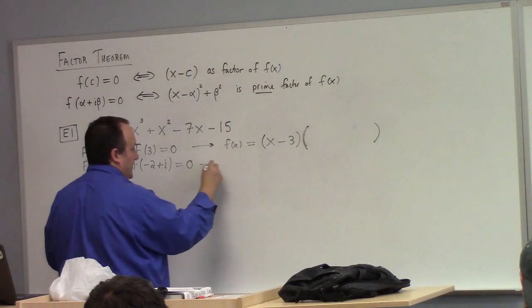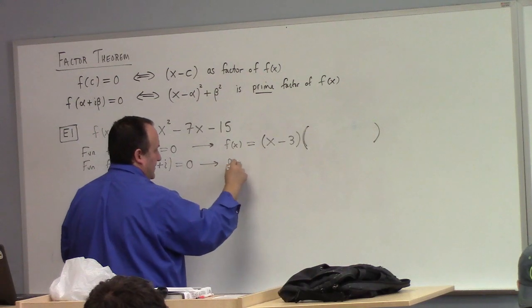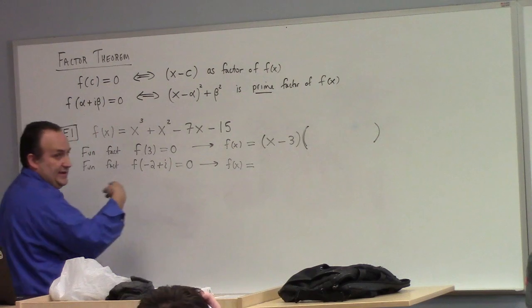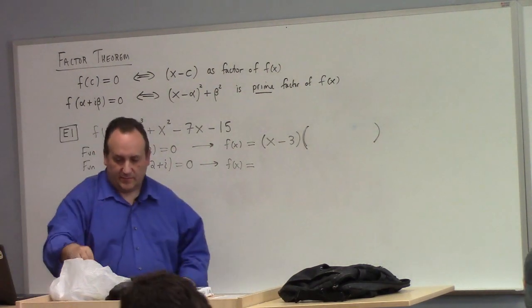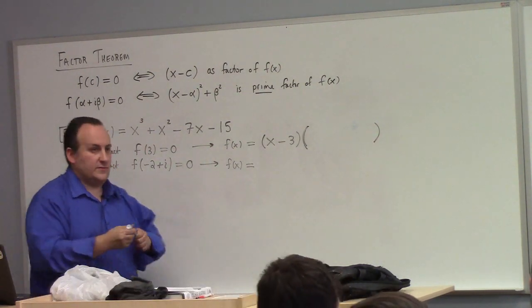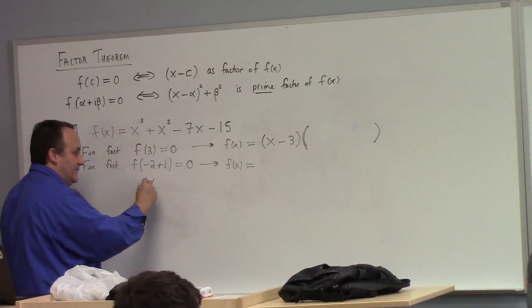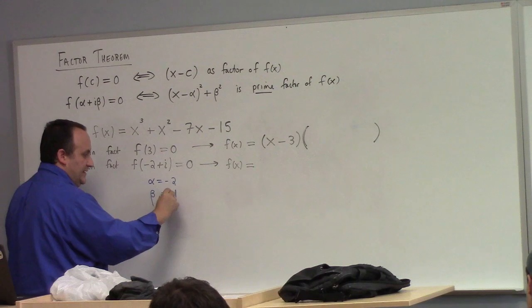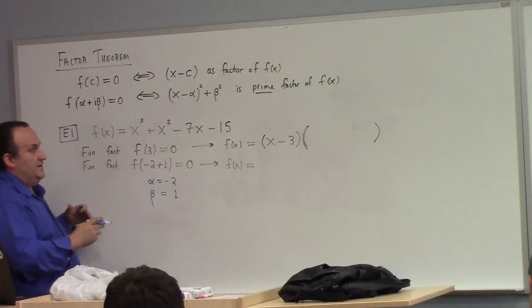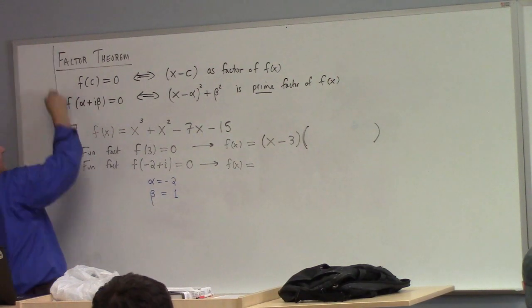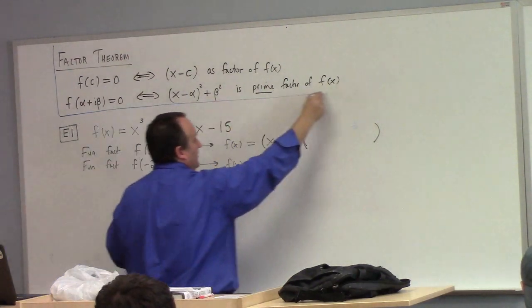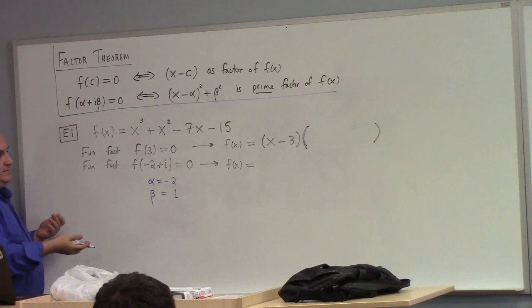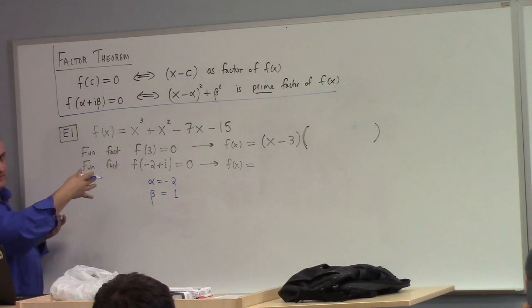Now, how about this one? f of minus 2 plus i. Let me tell you how to interpret that. What we're looking at here is alpha equals minus 2 and beta equals 1. So if we have the factor theorem I've written up here, then we can use that to factor this.